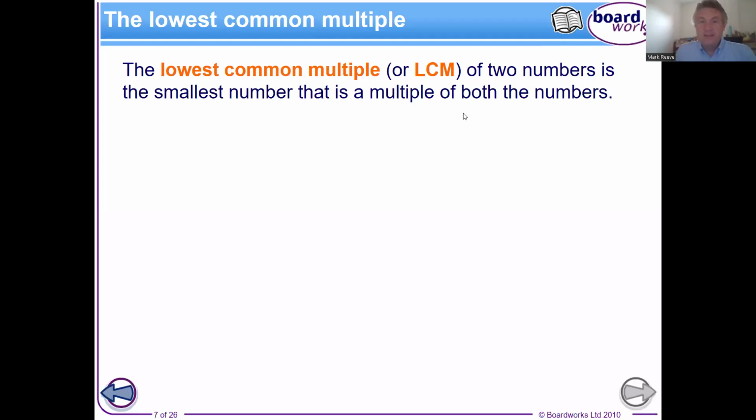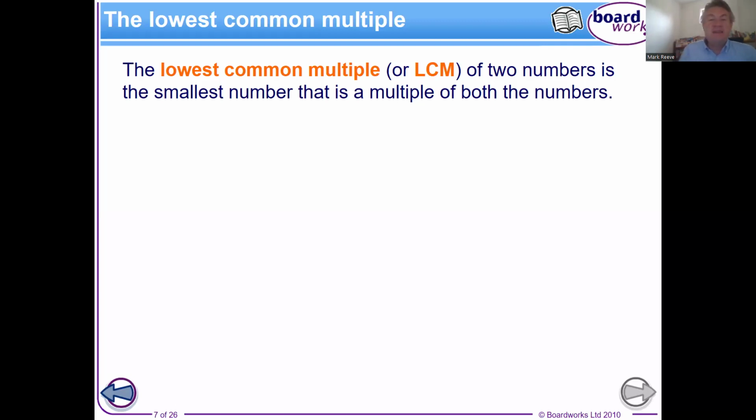Okay, good morning, everyone. Today we're going to look at what we mean by the lowest common multiple and the highest common factor. And we're going to look at a technique for finding the lowest common multiple and highest common factor using something called prime factor decomposition. So let's have a look.